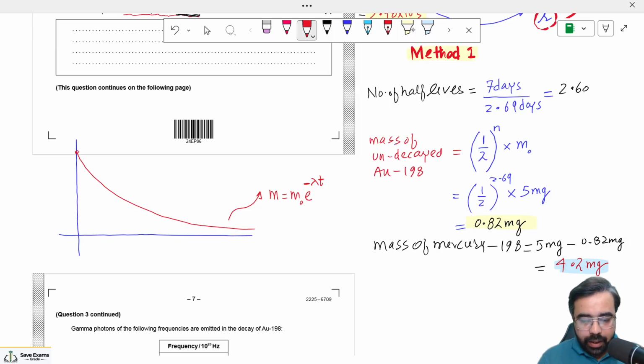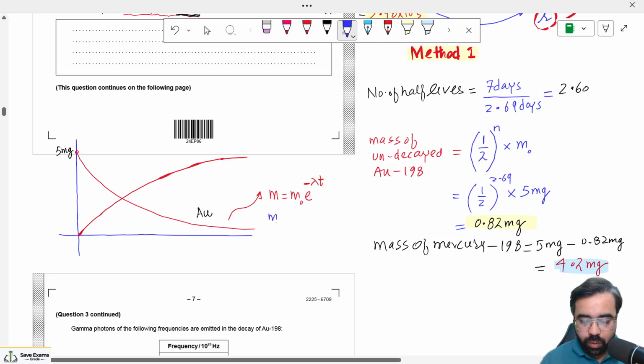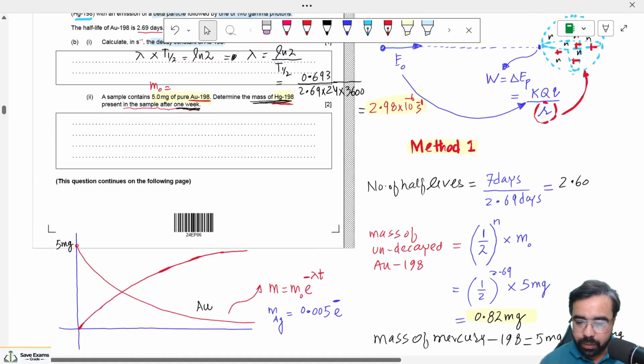Right now it is 5 milligrams. Sorry, this is the gold. If I said mercury, that was a mistake. So what about the mercury? The mercury's amount will increase like this. So how do we find the mass of gold that will be left behind? That is 5 milligrams, or you can say 0.005 e raised to the power negative the value of lambda, which was 2.98.